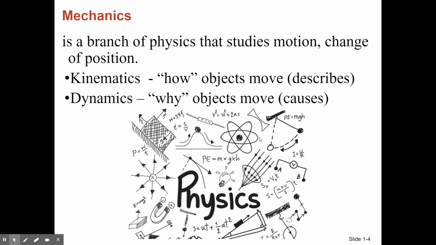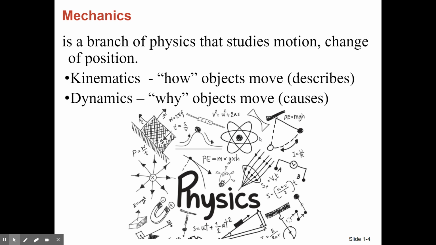Mechanics, well, let me go back to mechanics. Mechanics is a branch of physics that studies motion and the change of position. And there are two types of mechanics under physics, and that is dynamics and kinematics. Dynamics deals with forces, like why objects move. So, for example, if you have a soccer ball that you kick in the air, the force applied to the soccer ball by your foot is something that we might want to study, and that would be dynamics.